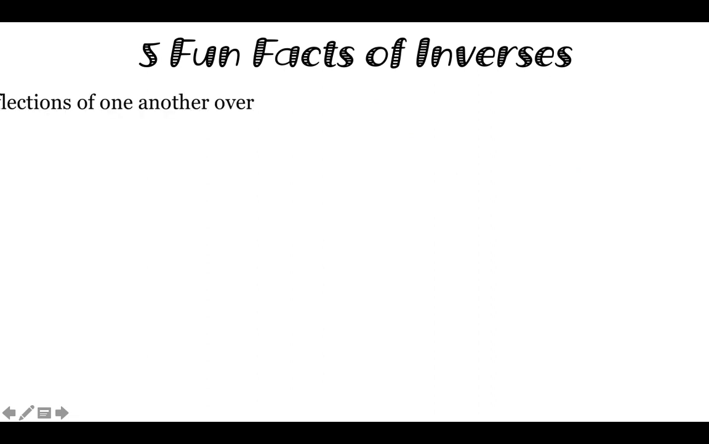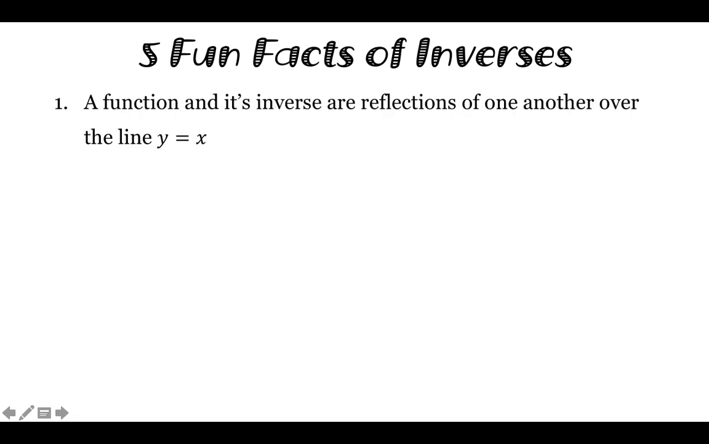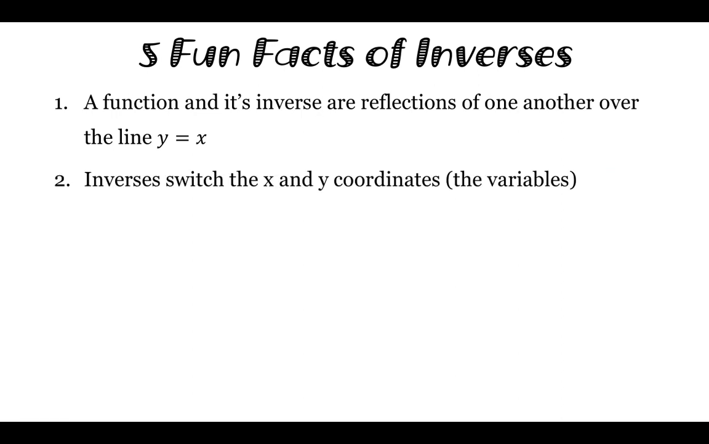So if you remember the 5 fun facts, we had number 1, a function and its inverse are reflections of one another over the line y equals x. That was a big one when we're graphing. With inverses, we switch the x and y coordinate, and then we can solve, and that's how we algebraically find it. Or if you're looking at coordinate points on a graph, to get this reflection, you're switching them. Remember, we reflected in geometry, and you start with the point x, y, and it becomes the point y, x for that reflection.